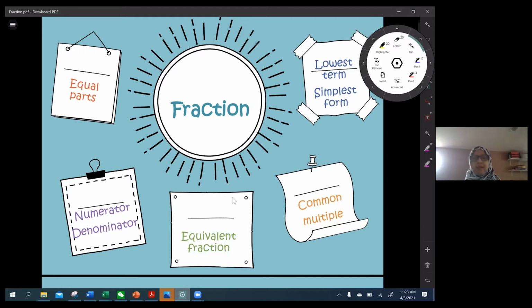Okay, so in a fraction, there's a number at the top, there's a number at the bottom, right? So where do you write the denominator? Where do you write the numerator? Which one is at the top? Which one is at the bottom? When you're writing a fraction. Okay, only two people responding.